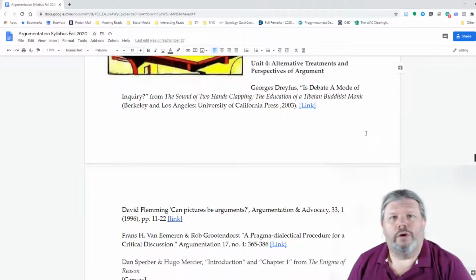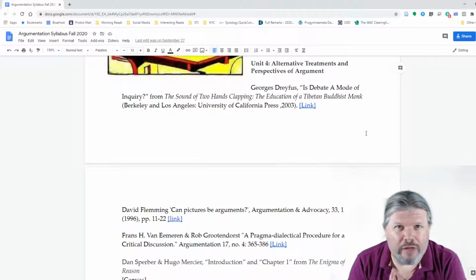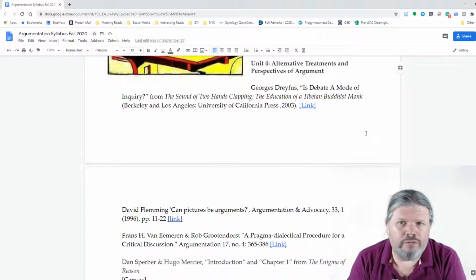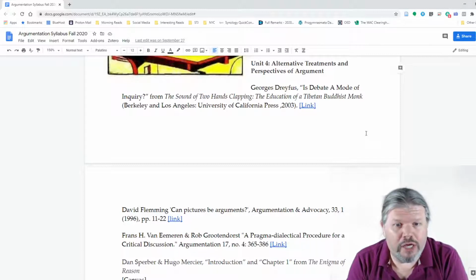All right, so Unit 4. Unit 3 was pushing on argument to say maybe we'd be better off without it. There are a lot of problems with it. Unit 4 is saying maybe we've theorized it wrong. So Unit 4's questions also extend into the next unit, which is, we could say, hashtag argumentation so white.